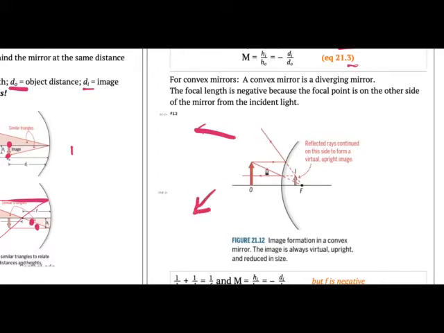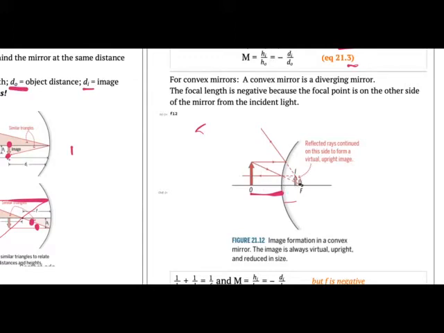So the light isn't squeezed together, it's diverged apart. Now, there's a relation between dO, that's the distance from the object to the surface, and dI, that's the distance from the surface to the image.